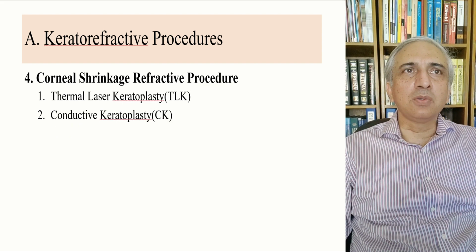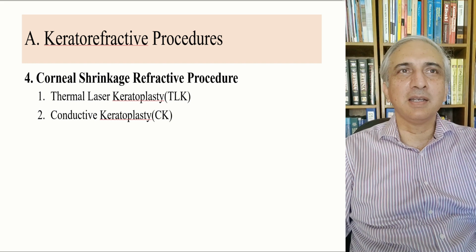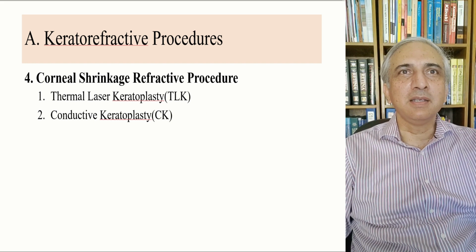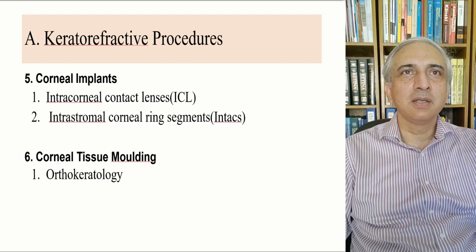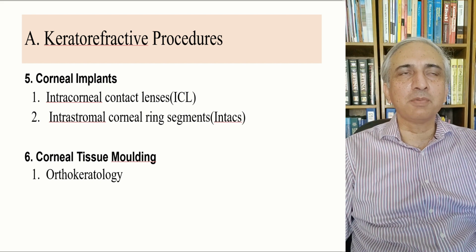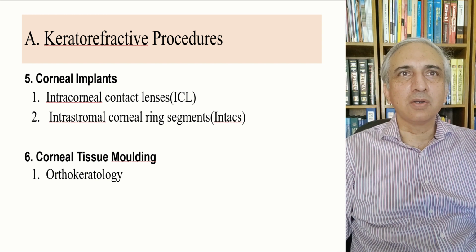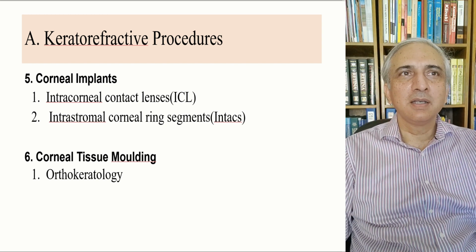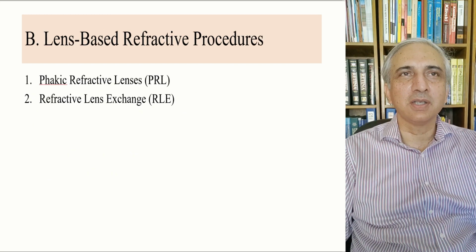Then we come on to corneal shrinkage refractive procedures, which include thermal keratoplasty and conductive keratoplasty. These probably started off, but they are not in vogue quite a lot nowadays. So the other procedure which we have is keratorefractive procedures, which include corneal implants, which include intracorneal contact lenses. Then we have intrastromal corneal ring segments or Intacs, and we have corneal tissue molding techniques, which is called orthokeratology.